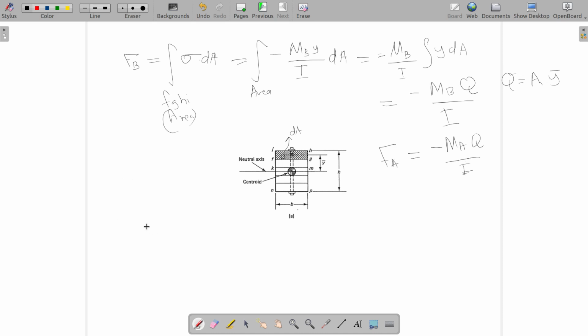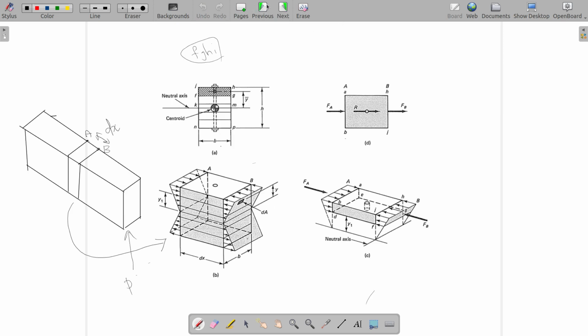Now let's find the difference between these forces. Why are we finding the difference between these forces? Because if you take out this section and draw all external forces on it, this particular shape or considered volume should be in equilibrium, right? Net force in any direction should be zero. So what kind of forces do you have in this direction? You have FA and FB. So should FA be equal to FB? Well, if there are no other kinds of stresses, then they should be equal. And let's see if they are equal.